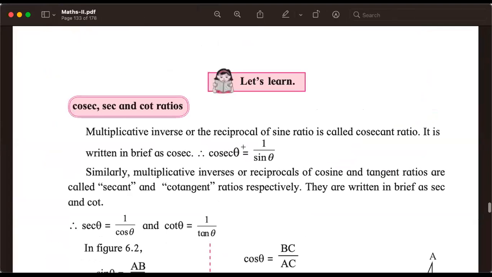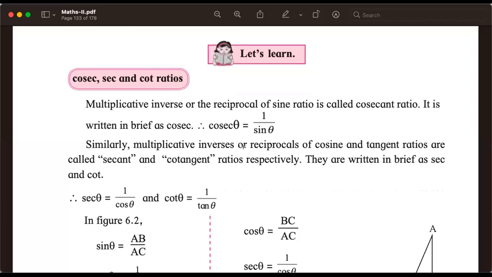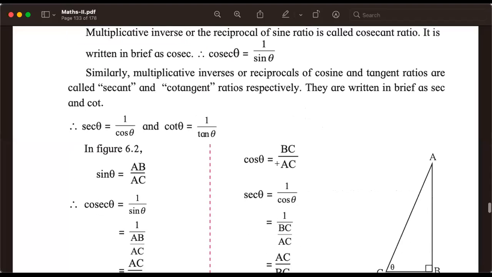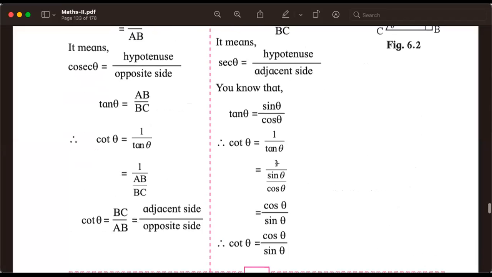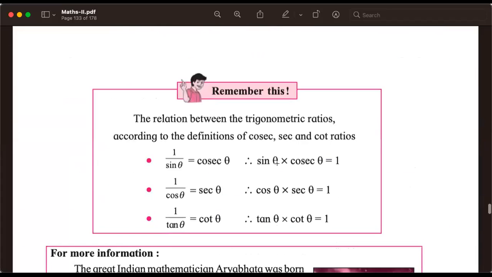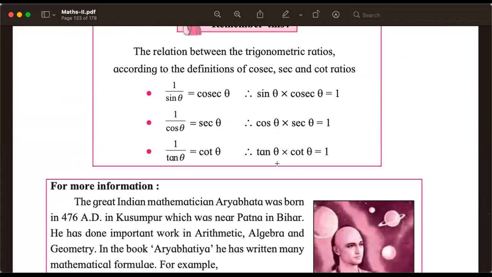So this year, we studied 3 more trigonometric ratios, which are cosec, sec, and cot. Cosec is inverse of sine, sec is inverse of cos, and cot is inverse of tan. Because they are multiplicative inverses, when we multiply sine and cosec, we get 1. Similarly, when we multiply cos and sec, we get 1. And when we multiply tan and cot, then also we get 1 only.